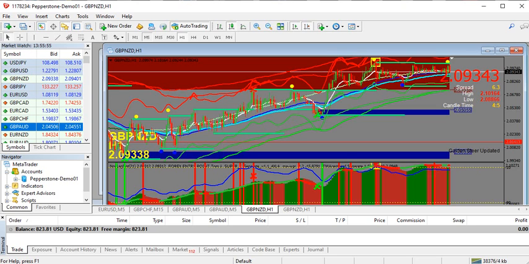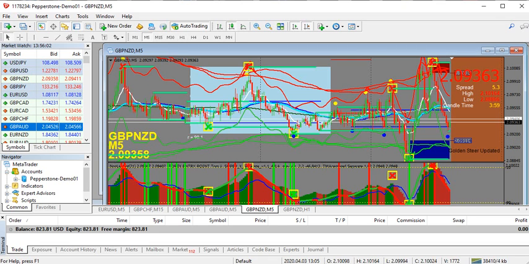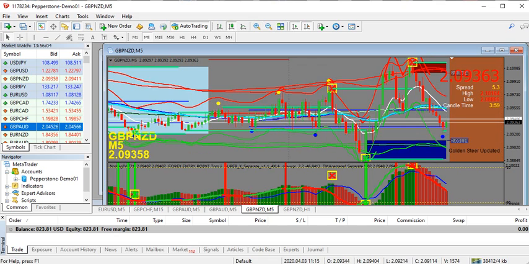This is the pound New Zealand dollar, and this is the 5 minute. Now you can see this bubble out here. It's broken this area, so this is a possible sell.